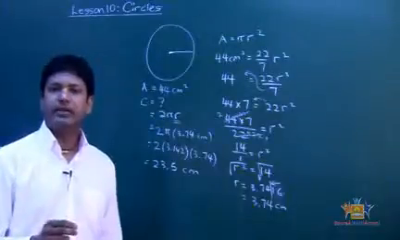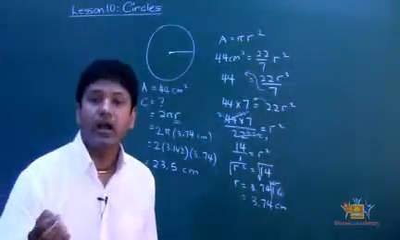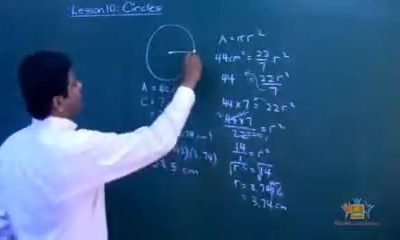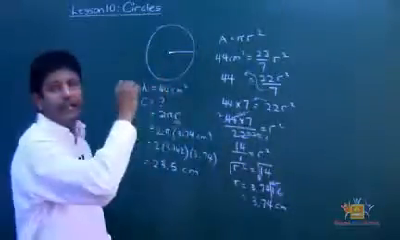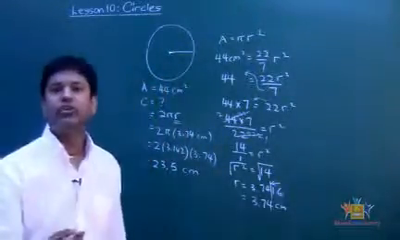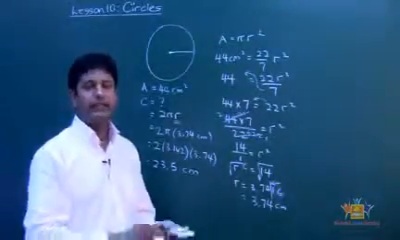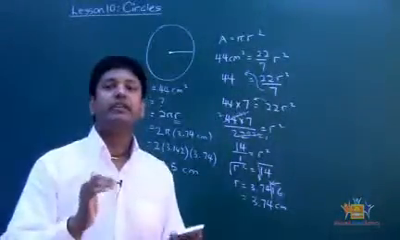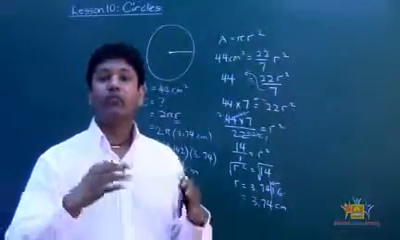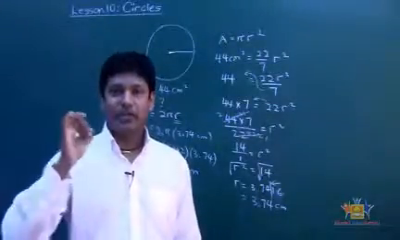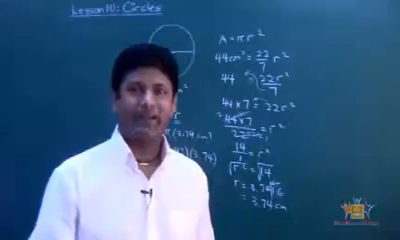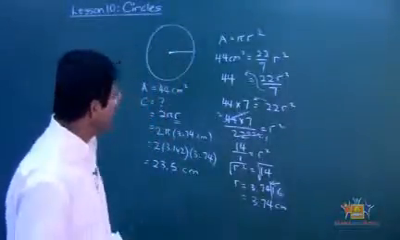No, centimeters. Why not squared? Because this is still a length. Circumference is a length. You're finding the length around the circle. You're not finding the area. Be careful. When it's length, it's just centimeter. If it's the area, centimeter squared. When it's a volume, centimeter cubed, which we will learn later.